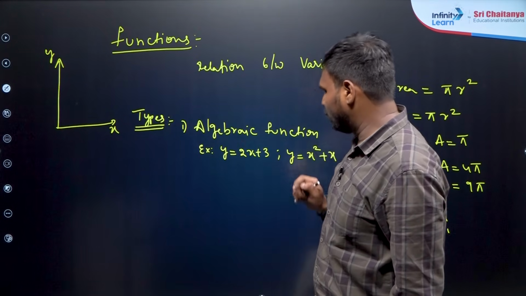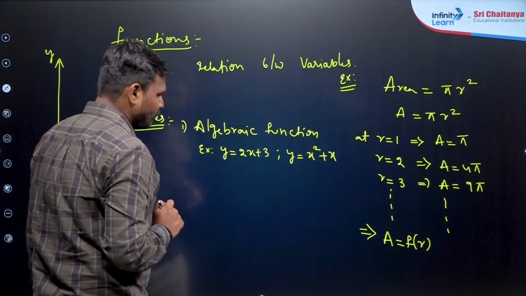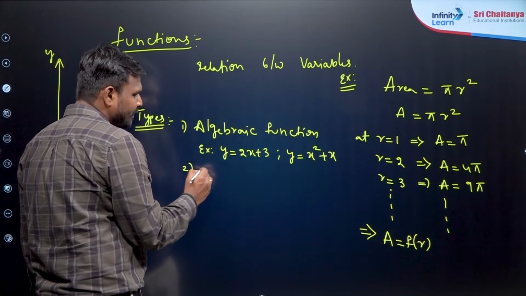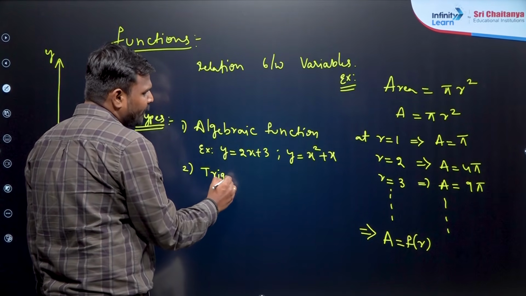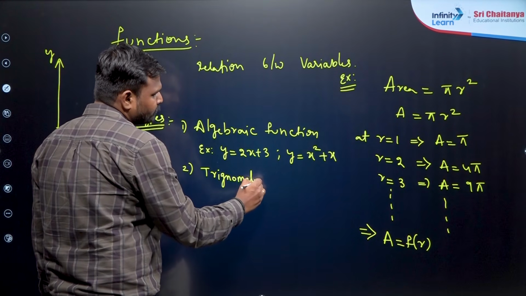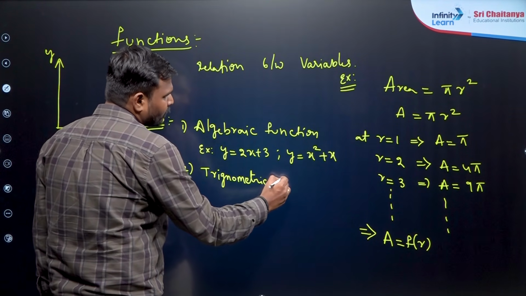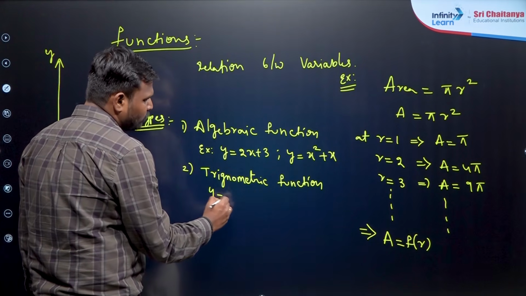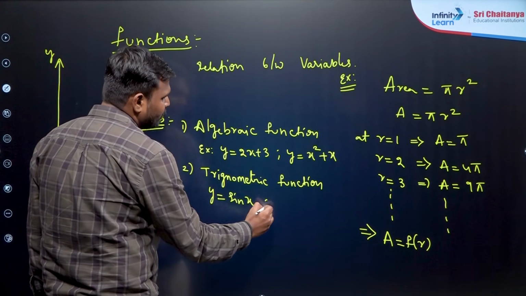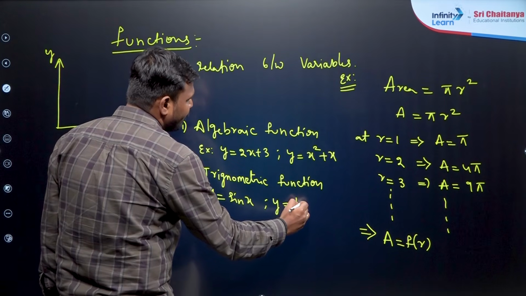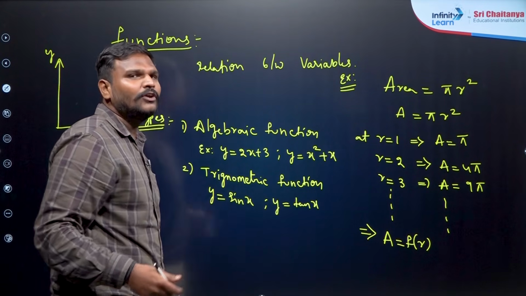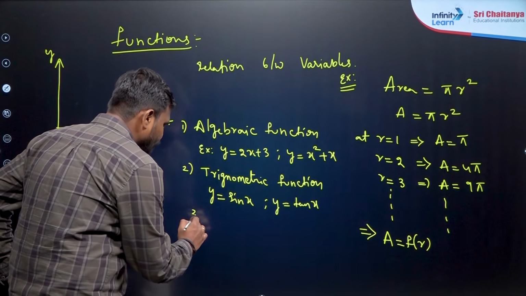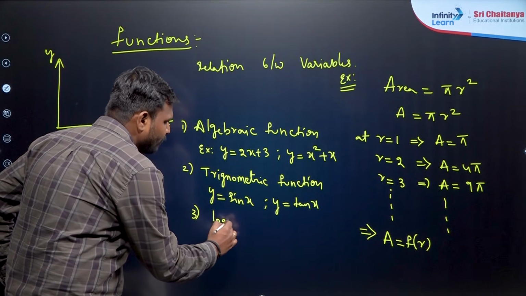So this is the function y is equal to f of x, an algebraic function. Let us say if I am using trigonometry, y is equal to sin x, or y is equal to cos x, or y is equal to tan x, like that. If trigonometry is involved, I am naming that function a trigonometric function. Similarly, logarithmic functions.